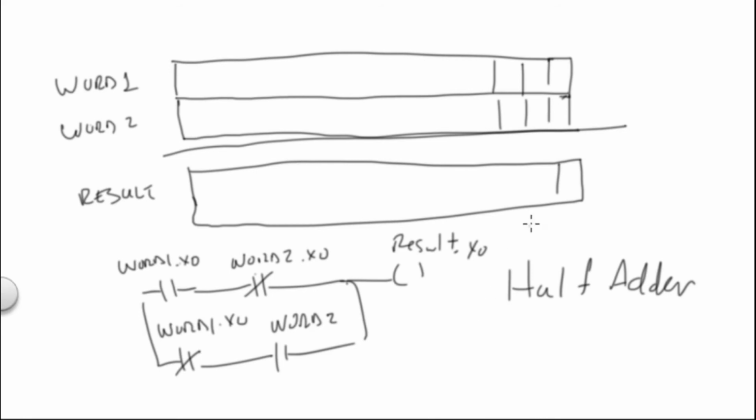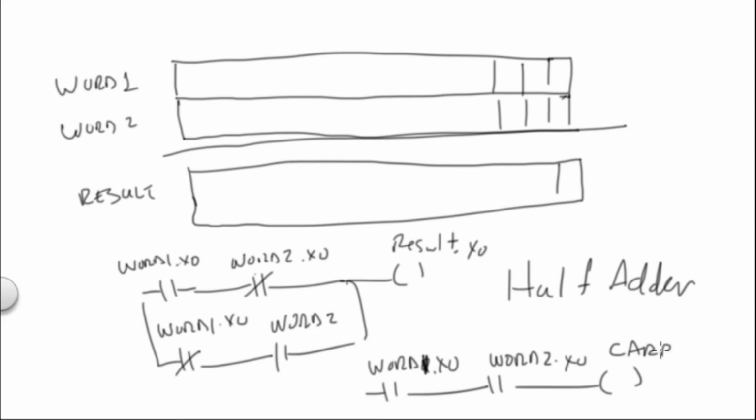Now what else do we need? We need to know whether it's a 0 here because of a carry. So we need to know if there's a carry. So how would you do that? If they're both on, word 1 dot x0 and word 2 dot x0, give me a carry bit. Let's just call it a carry for right now. And that gives me a bit that I can use up here, right? That's exactly what that does. So now with that information, now we can go to the next bit, right?